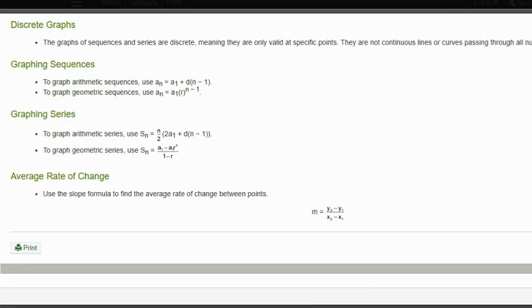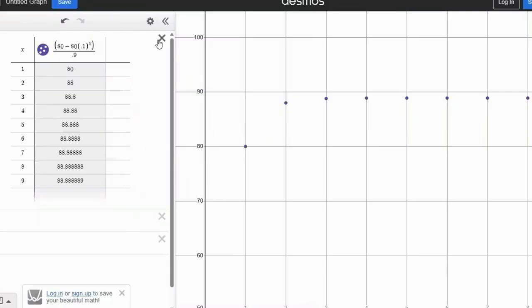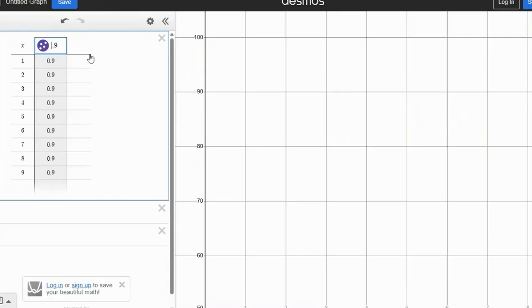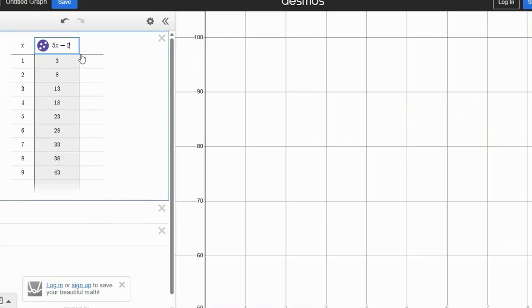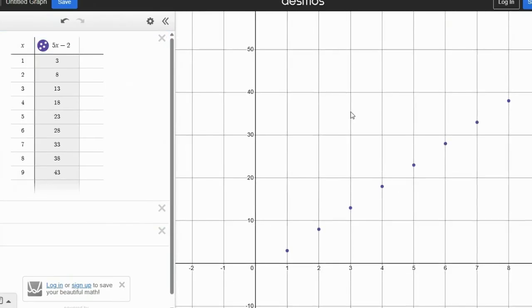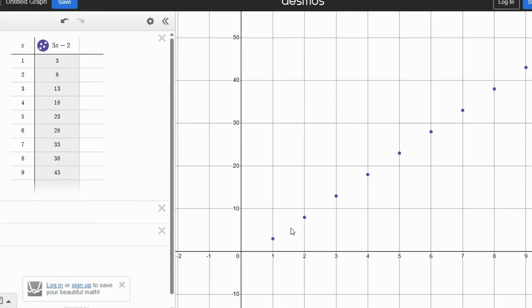All right, let's go back and graph one of the earlier ones. I want to delete all this one. Let's do the original 5x minus 2. Okay, this is one of those original ones. How many was he receiving each day? Boom, boom, boom. Now, this one's an easy one.